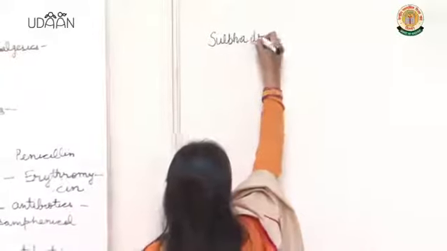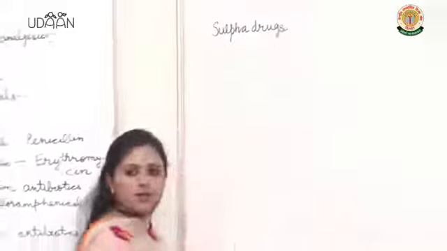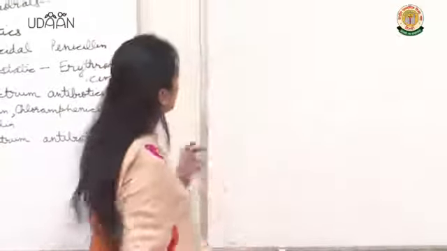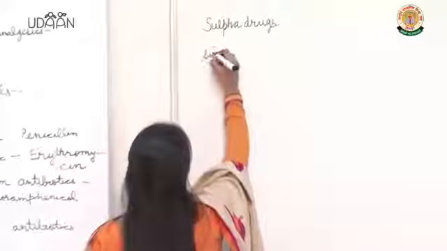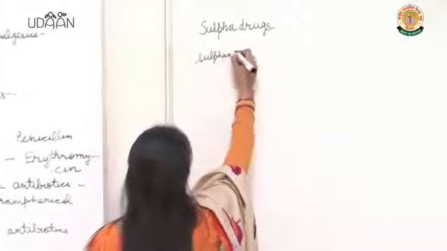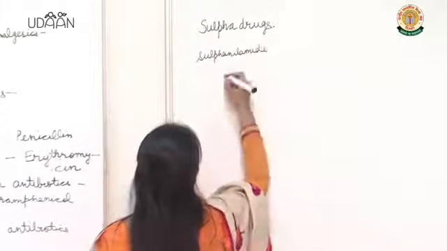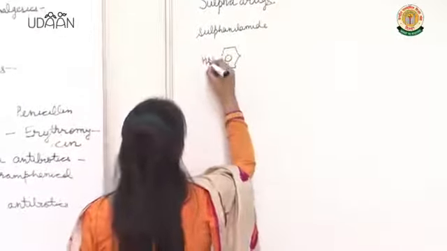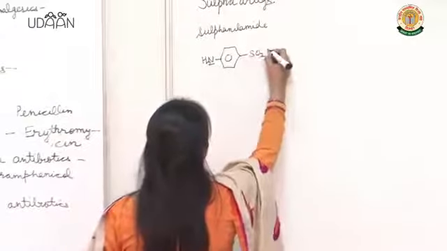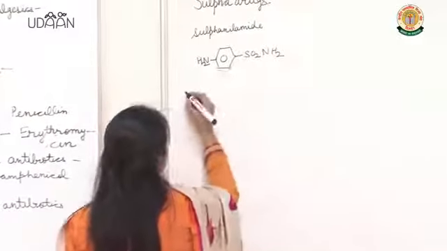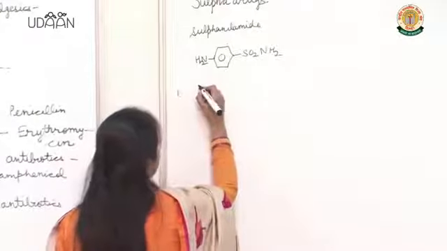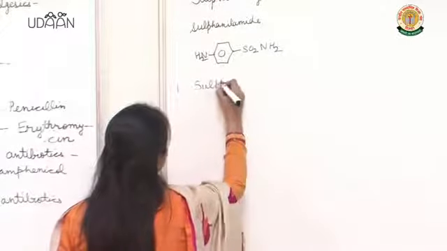Now we will study what are sulfa drugs. Sulfa drugs, they have antibacterial powers, that means they can be used against bacteria. What are sulfa drugs? They are the derivatives of sulfanilamide. What is sulfanilamide? This is sulfanilamide. So they are derivatives of sulfanilamide, that means first example, let us take sulfadiazine.